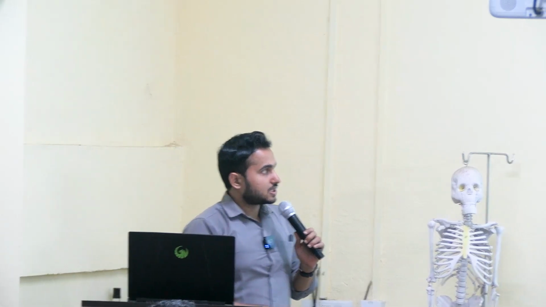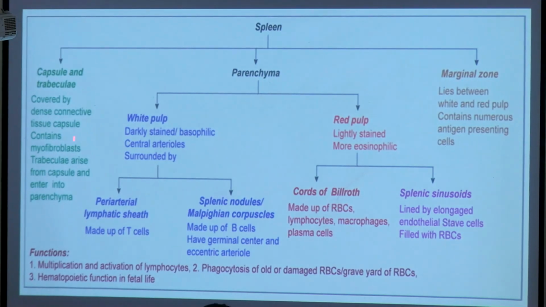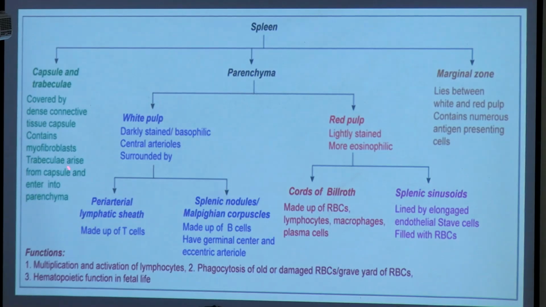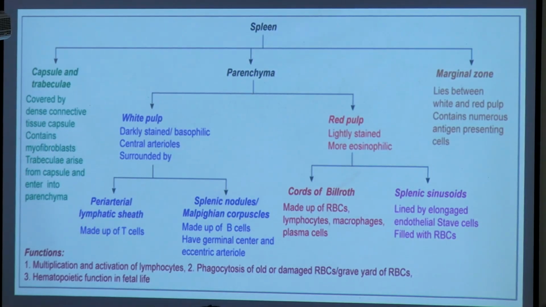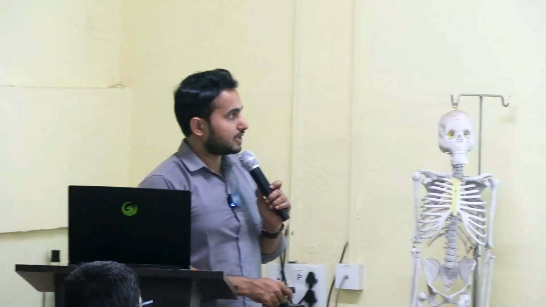Now this is the chart which will help you understand the microscopic structure of the spleen. First of all, the capsule and trabeculae are covered by dense connective tissue. Here, one important cell type present is the myofibroblast. The trabeculae arise from the capsule and enter deep into the parenchyma of the gland. In the parenchyma, two things are there, the white pulp and the red pulp, and then one marginal zone.